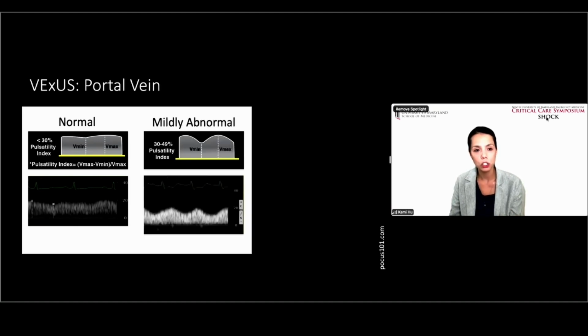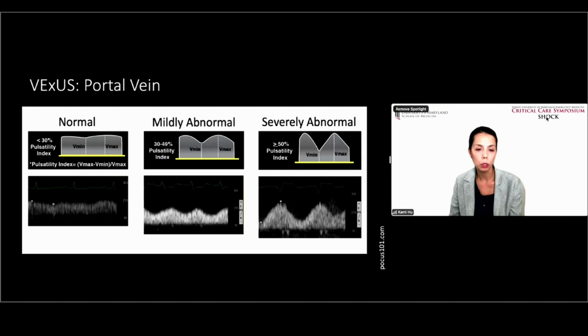With a little bit of mild congestion, you start to see a little bit of bumpiness. The difference between that Vmin and that Vmax is about 30 to 49%, just a little more waviness than you would expect. When you start to have severely abnormal waveforms, indicating possibly severe congestion, those peaks are a lot higher and those valleys are a lot lower compared to each other, things that we really shouldn't see.